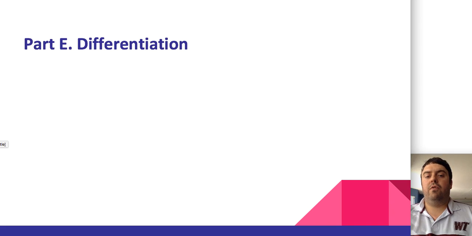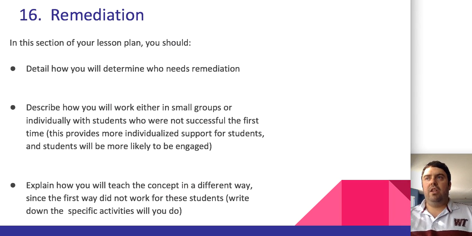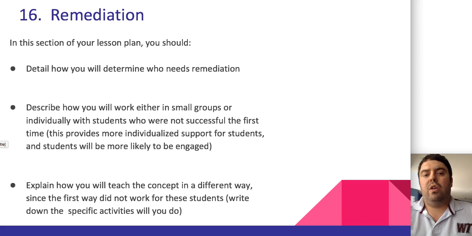Finally, we're going to discuss differentiation. And this is also very important to note in your lesson plan. You need to note how are you going to provide support for various types of learners. In your lesson plan, you're going to note and discuss how you're going to provide remediation. So in your remediation section of your lesson plan, and sometimes people call it the RTI or response to intervention section of instruction, you're going to make sure that you write down how are you going to teach the information in a new way for students who were not successful on the assessment.